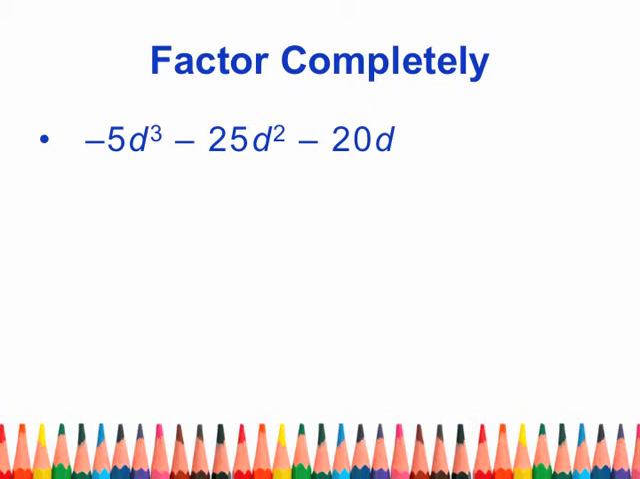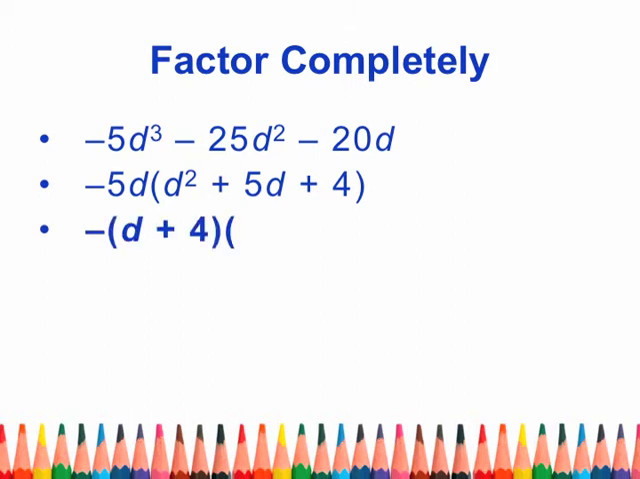So what can be factored out of all three terms here? Is there a number and/or a variable? They're all negative, so let's factor out a -5 for sure, and d. And now what numbers multiply to equal 4 and add together to equal 5? 4 and 1. And we're finished.